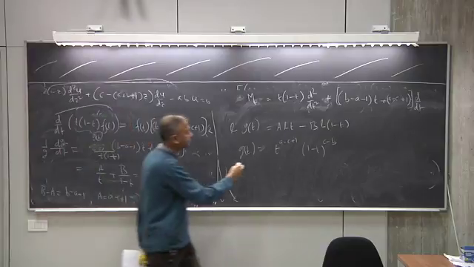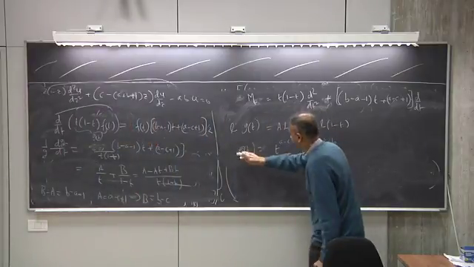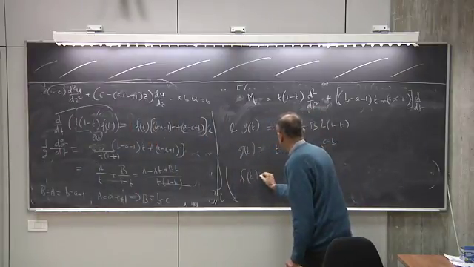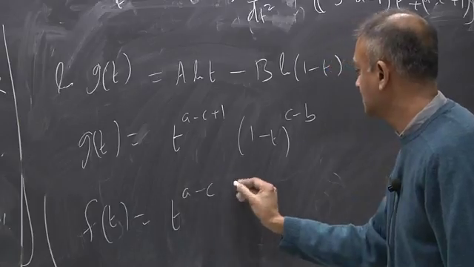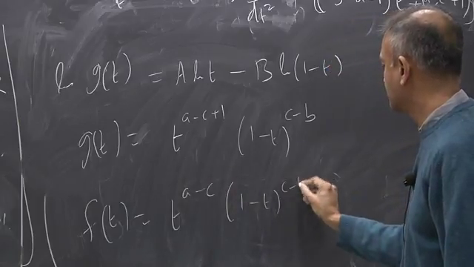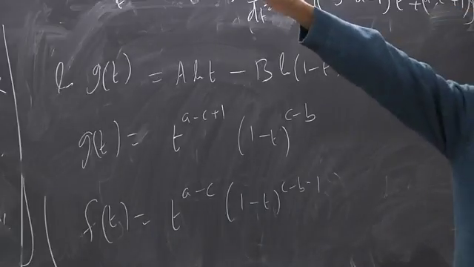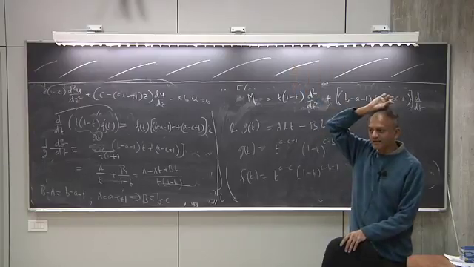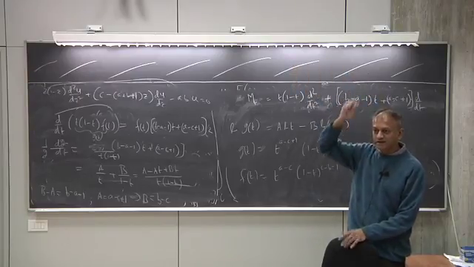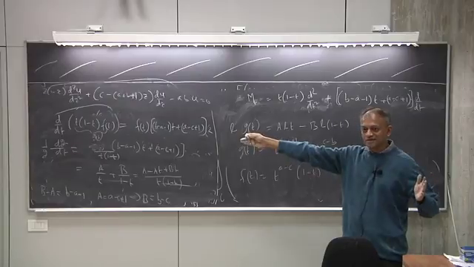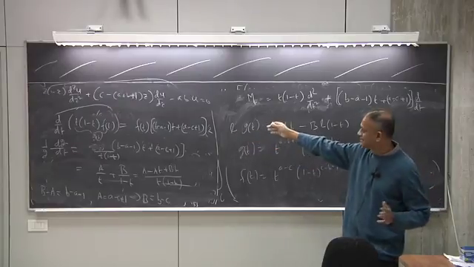So it just reduces the power by 1. So f of t is t to the power of a minus c, 1 minus t to the power of c minus b minus 1. Okay. So a very simple solution. I mean, if I had not done that trick of removing the z square term, then it would really be a second order differential operator, m dagger t.